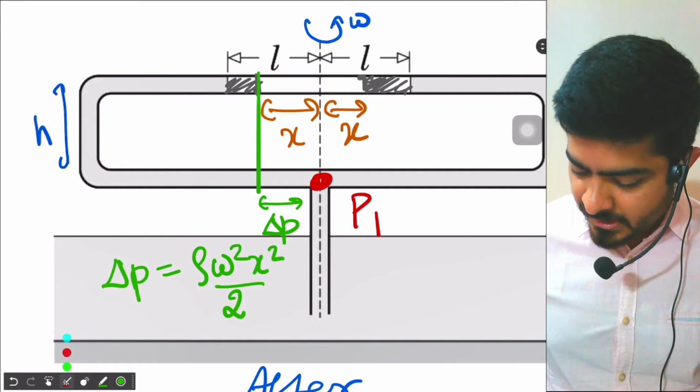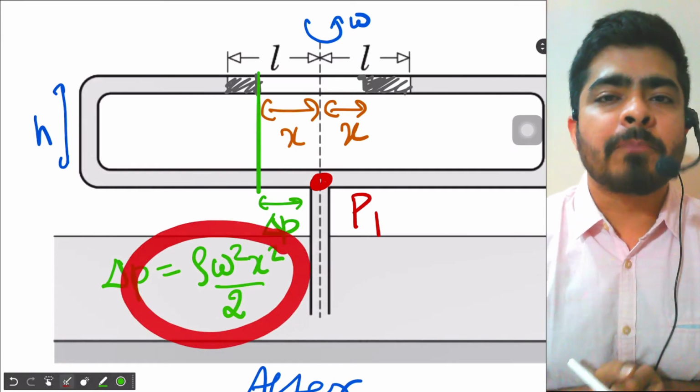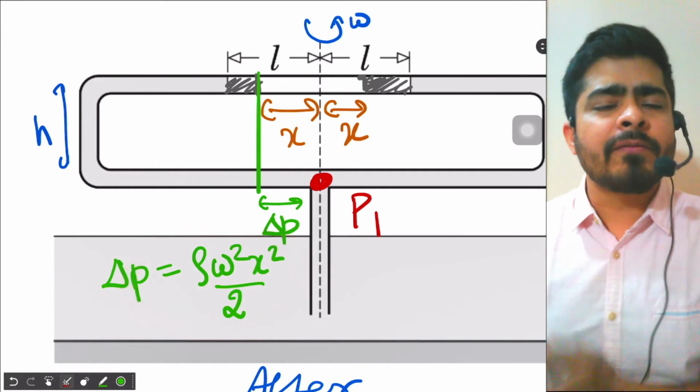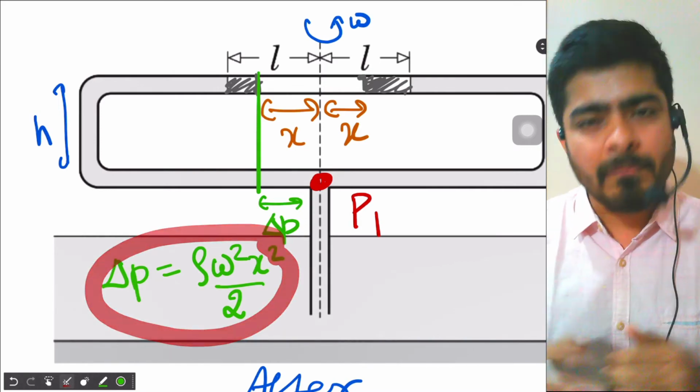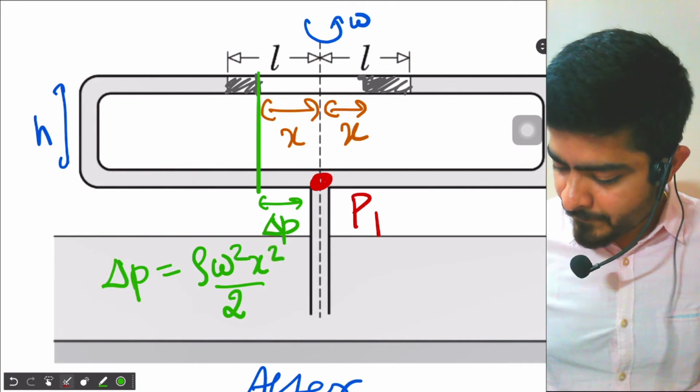Okay, this is the formula you get for pressure change due to rotation. At the end of the video I will discuss this formula, for those who don't know it, but for others you can skip the last section.